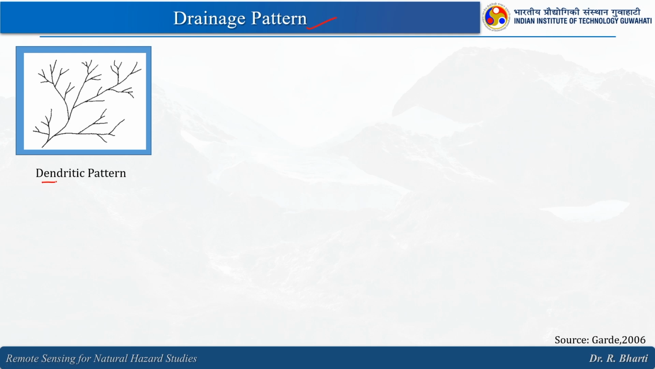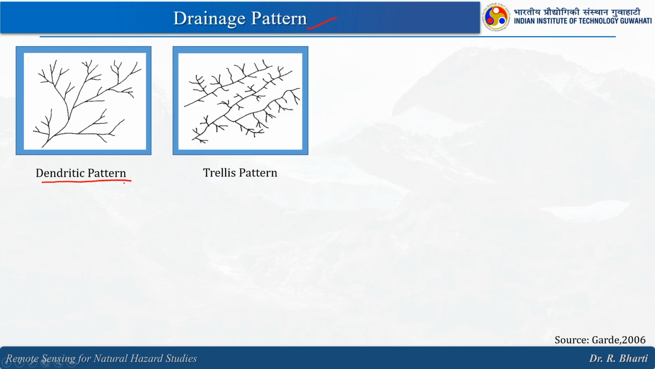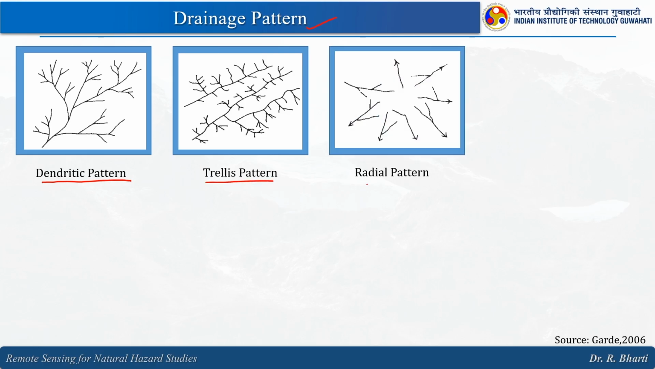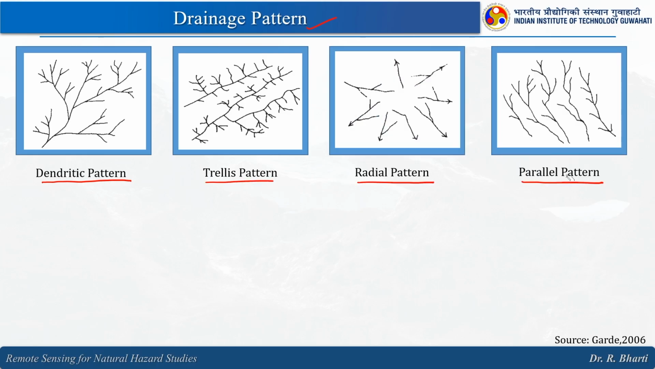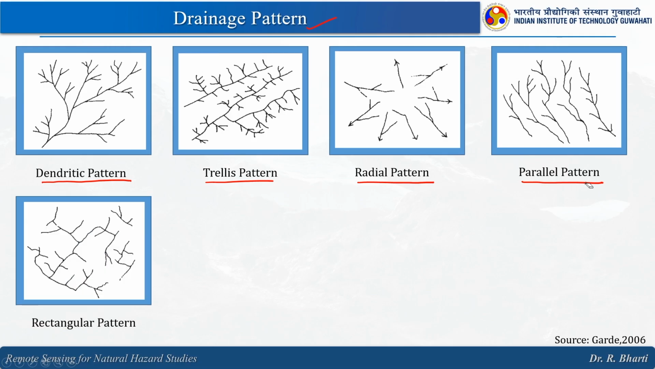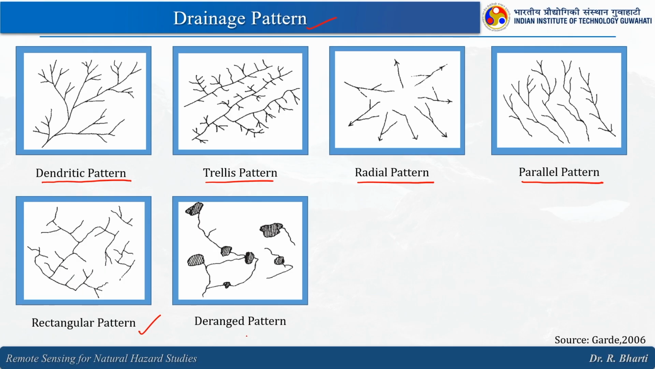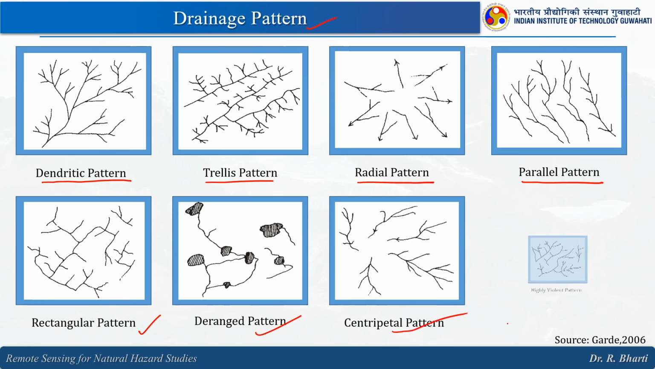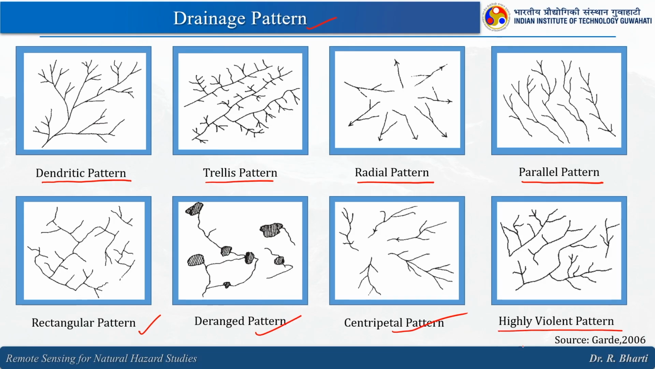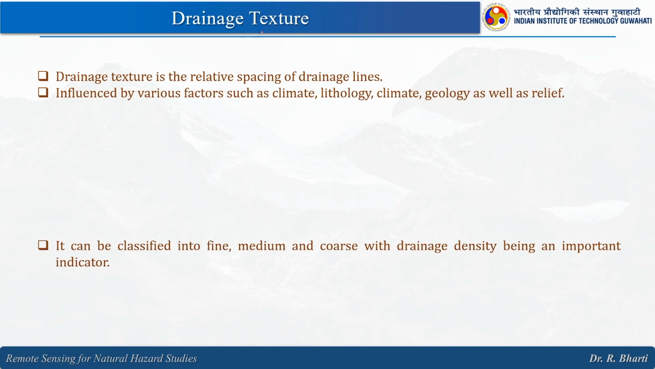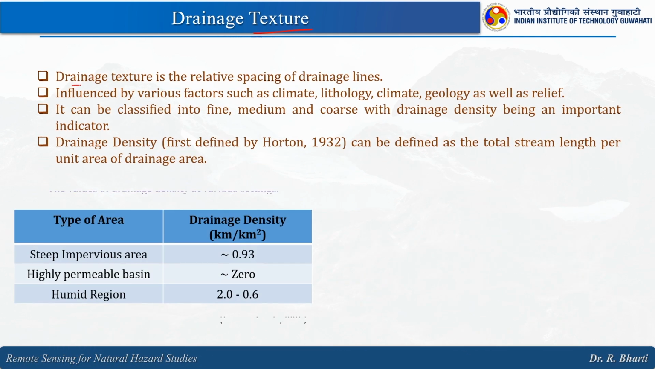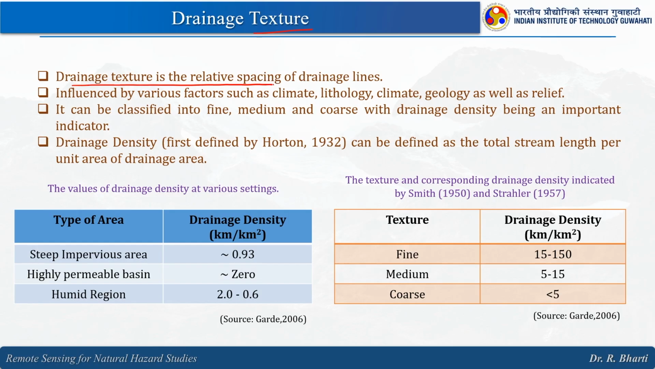So, here is the example of dendritic pattern, then we have another form, then we have this parallel pattern, then rectangular pattern, then centripetal pattern, then highly violent pattern. So, you can see how it is getting violent because it is having too many main streams and tributaries, right.